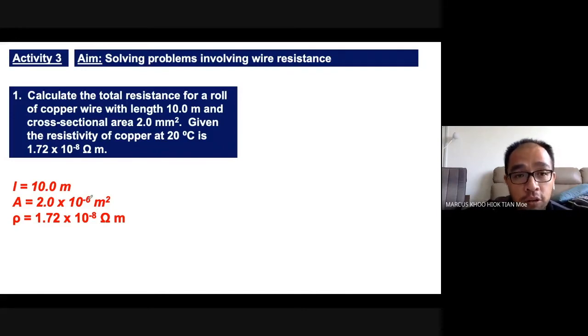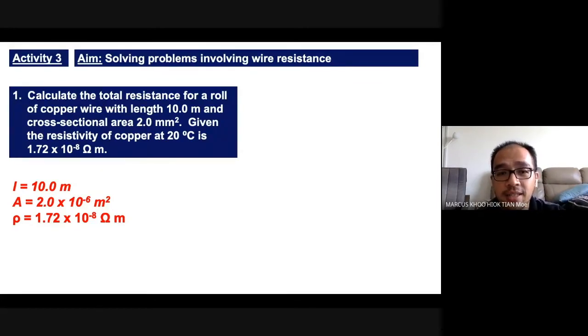So you substitute into the formula. Can you calculate the resistance, please? R equals rho L over A. Oh, 8.6. 8.6 what? 8.6 only. 10 meters to 0.086.